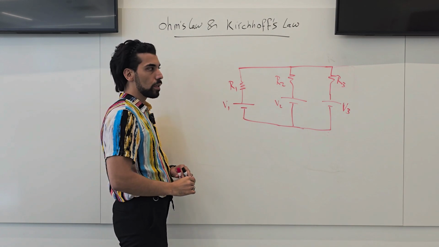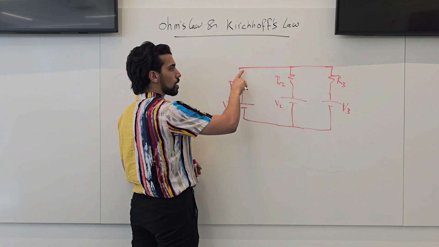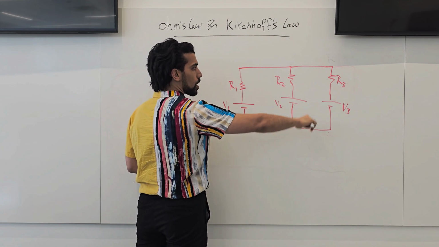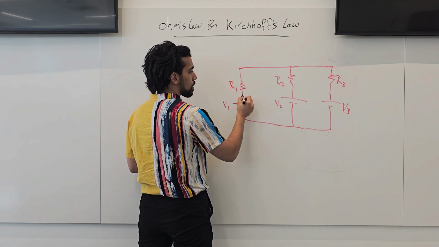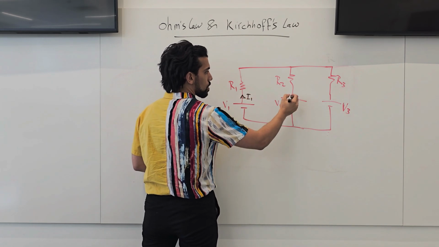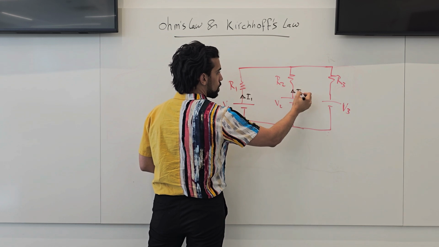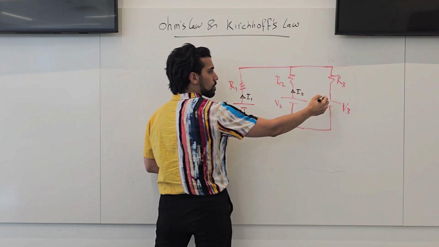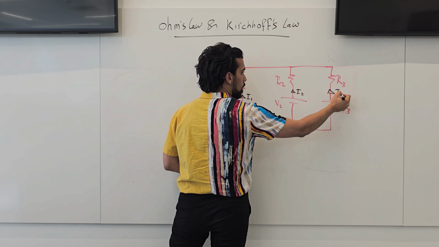As we know, if we have a circuit like this, we should have a specific current moving in each line. So let's say this one has I1, this one is going to have I2, and I'll assume the same direction, I3.